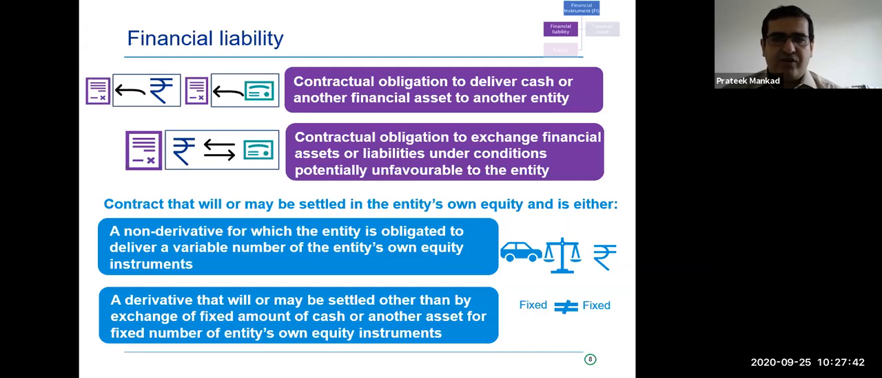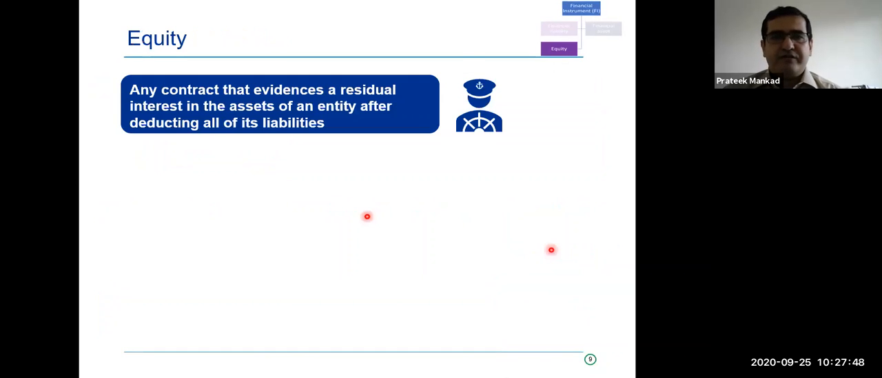Entity's assets, all of its liabilities to outsiders, whatever is left behind in an entity after deducting all of its liabilities is what is called equity interest. This, friends, has become a very key area of difference between Indian GAAP and Ind AS. And I'll take one example to clarify.